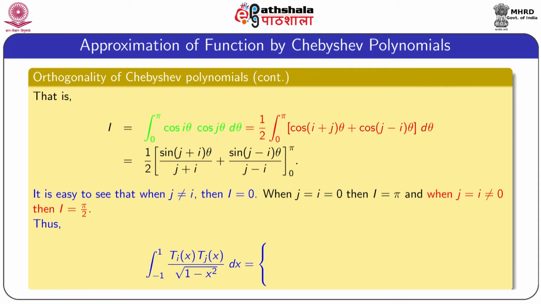Thus, the integration from minus 1 to 1 of Ti(x) into Tj(x), divided by root over 1 minus x square, dx equals 0 if i and j are different, equals pi if j equals i equals 0, and it is equal to pi by 2 if j equals i but not equal to 0. So these are the orthogonality properties of the Chebyshev polynomial, along with the 2 equal cases.